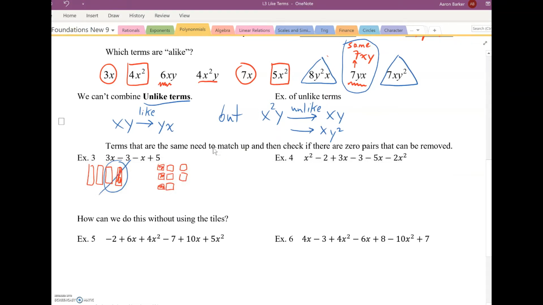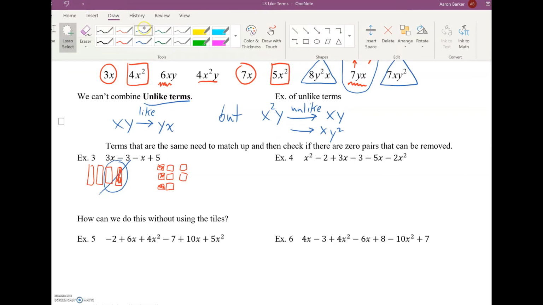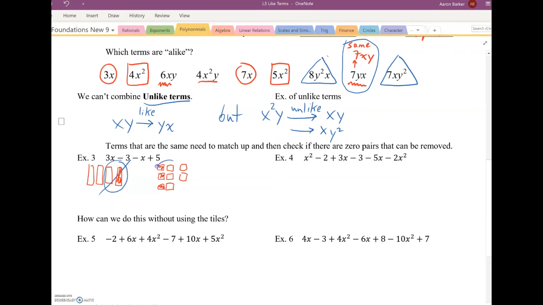Here again, I have some other tiles that form a zero pair. So I will circle it to show the zero pair, and I will cross it off. Now what's remaining? What is still left over after the zero pairs are removed? Well, I have a 2x and I have a plus 2. Okay, so that is my answer, 2x plus 2. There we go. Any questions?